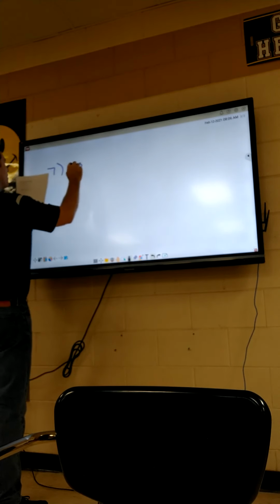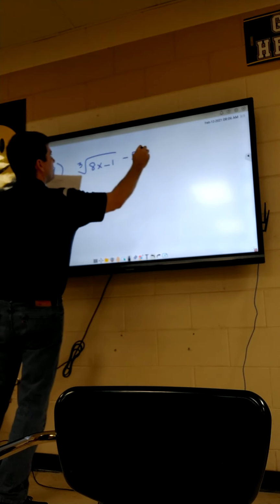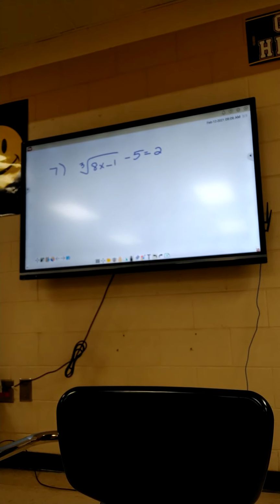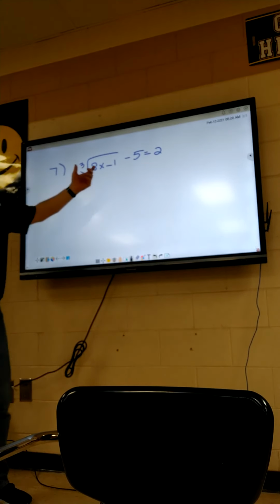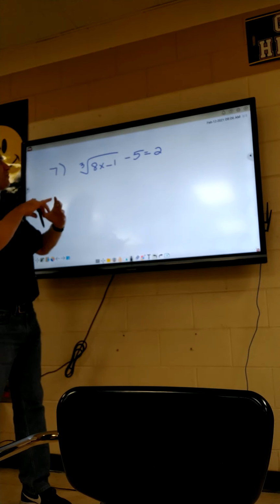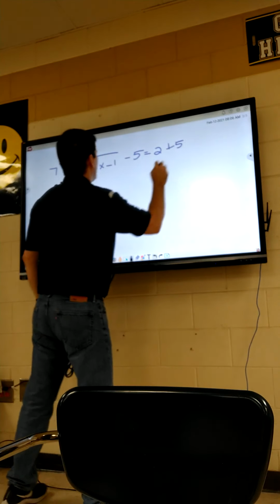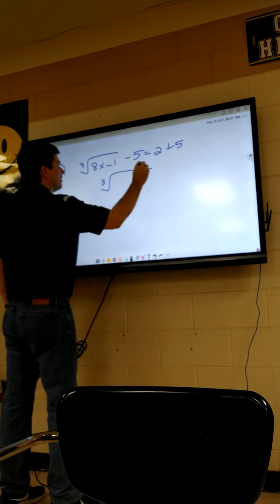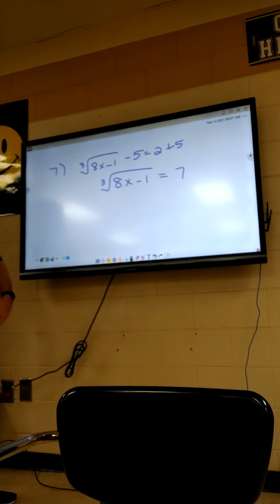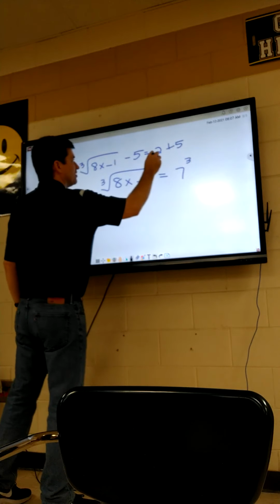All right, 7, I got cubed root of 8x minus 1 minus 5 equals 2. All right, somebody give me the first step. Well, we got to get the cube root symbol first, Caleb, by itself before I can cube everything. So I'm going to move minus 5 over and make it a plus 5. Let's do that. All right, now Caleb's right. Now we cube both sides. So I cube this and cube this.